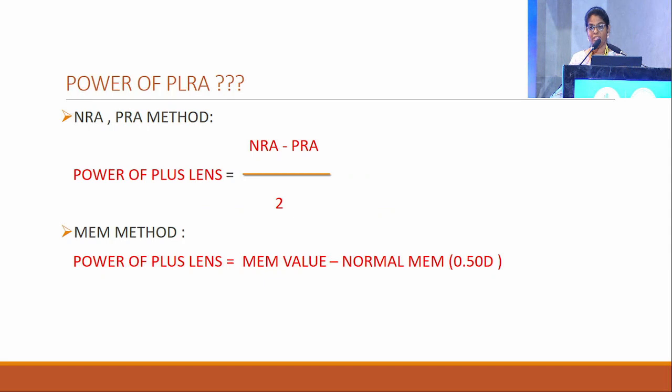Here, the most important thing is we should not correct the full amount of accommodative insufficiency with the plus lenses. We have to keep half of it as a reserve to stimulate the accommodative system. So how do you calculate the power of the plus lenses? It is by dividing the difference of NRA and PRA by 2. This half amount is kept as a reserve to stimulate the accommodation.